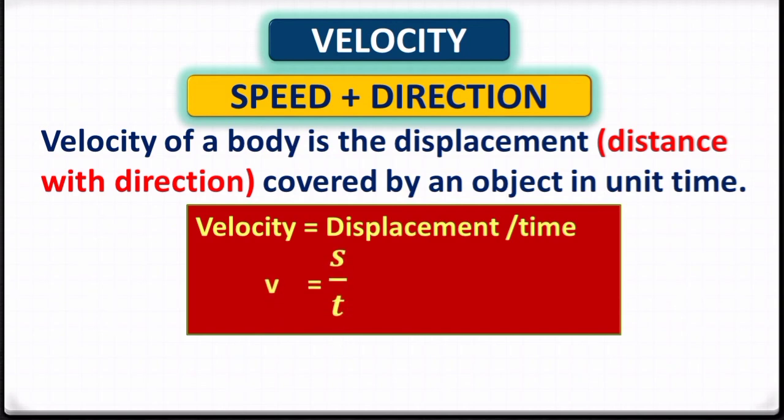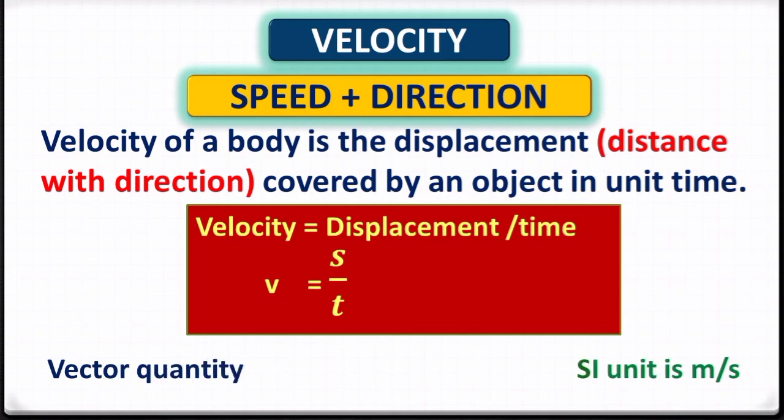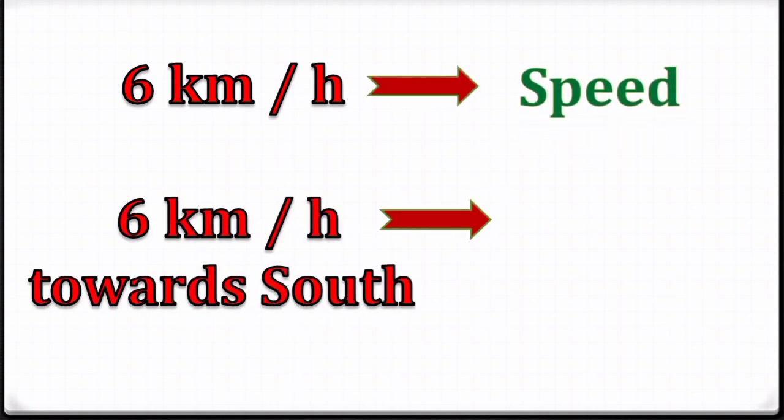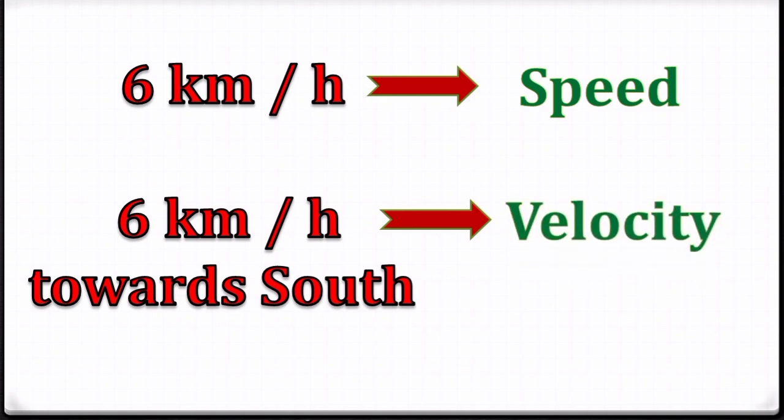The alphabets used to represent velocity, displacement and time are the same, that is v is equal to s by t. Since it has direction associated with it, it is a vector quantity. The SI unit of velocity is the same, that is meter per second. That means if I simply say 6 kilometers per hour, I am referring to the speed of the object. But if I say 6 km per hour towards south, I am referring to the velocity.